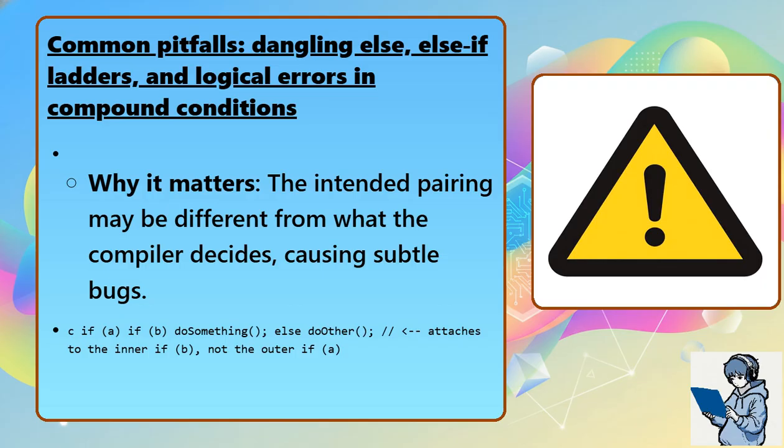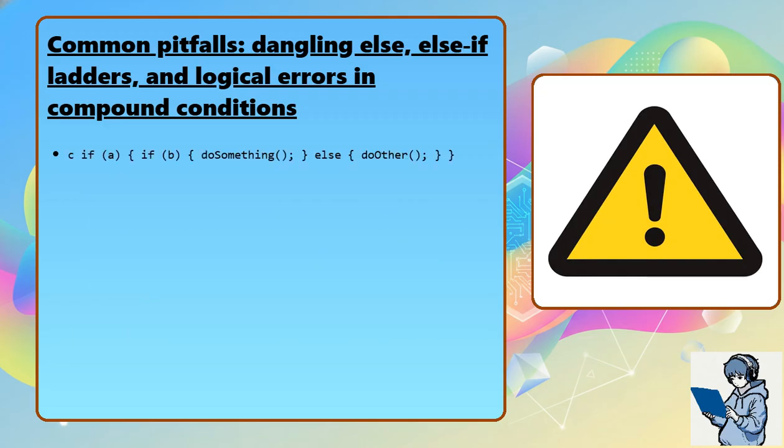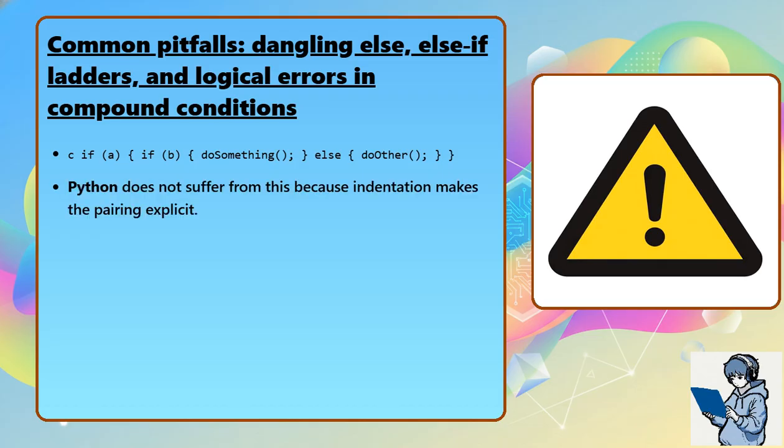If A then if B, then do something, else do other. The else attaches to the inner if B, not the outer if A. With braces: if A open brace, if B open brace, do something, close brace, else open brace, do other, close brace, close brace. Python does not suffer from this, because indentation makes the pairing explicit.